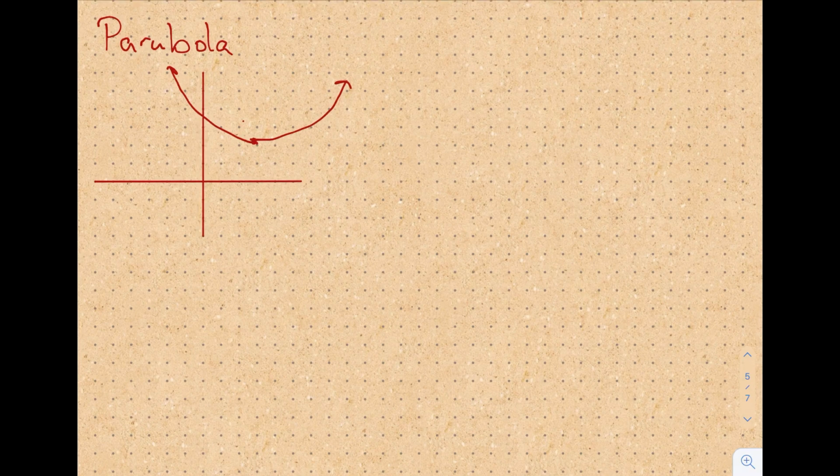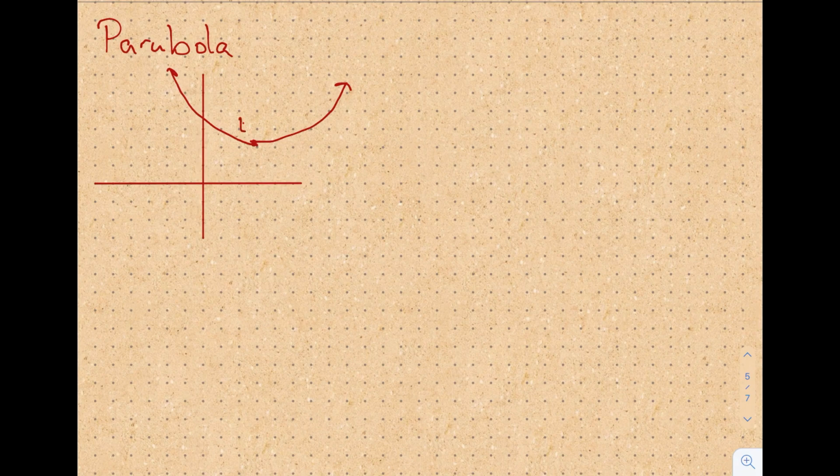Finally, we have the parabola. So the parabola, which we've studied before in Algebra 2, gives us that nice U shape. Now, the two important features we do need to make sure we add to our parabolas now are the focus and the directrix.